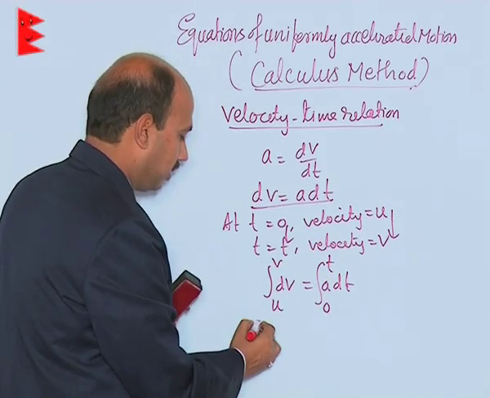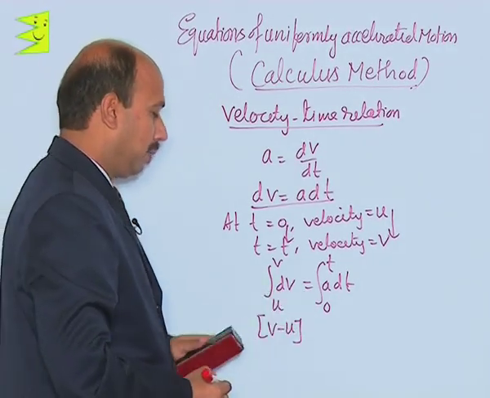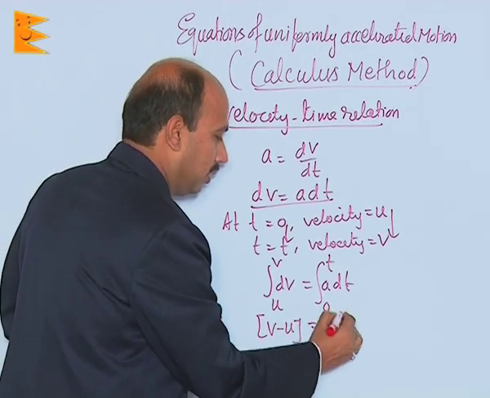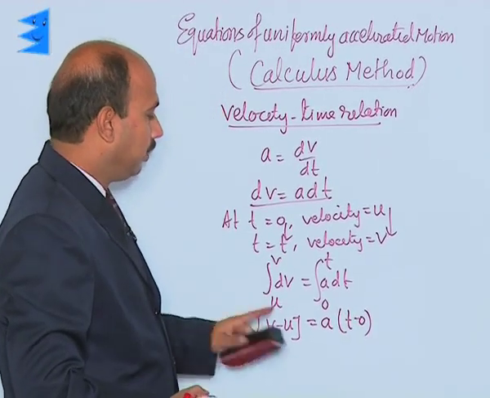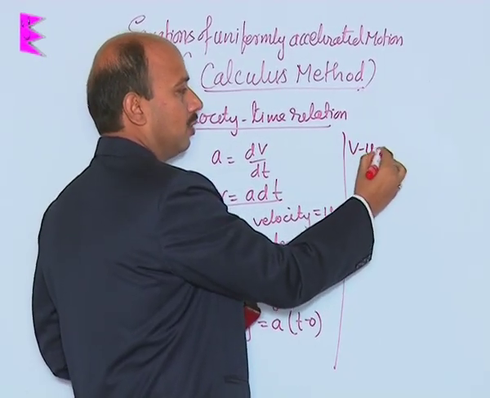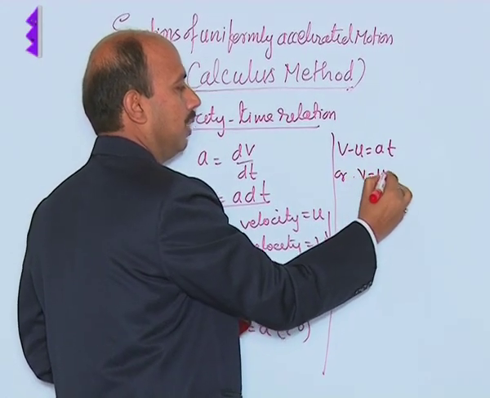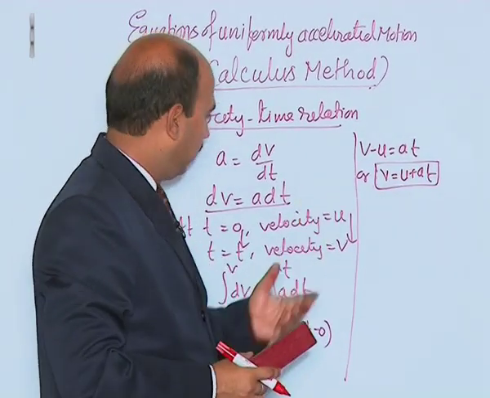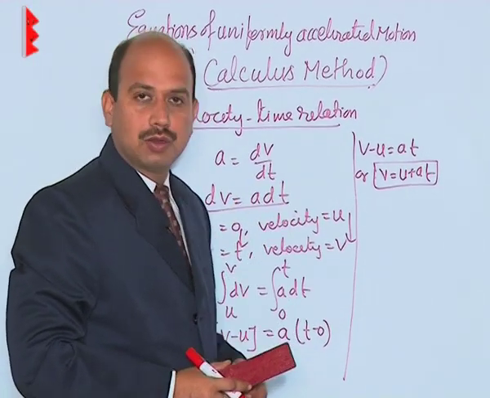Now, here we can write v minus u, this is the integration, and by putting the upper limit minus the lower limit, is equal to a, which is outside, times t minus 0. So, v minus u is equal to a t, or you can write v is equal to u plus a t. So, this is the velocity-time relation by using the calculus method. It is also very simple, but you need to do this method also.